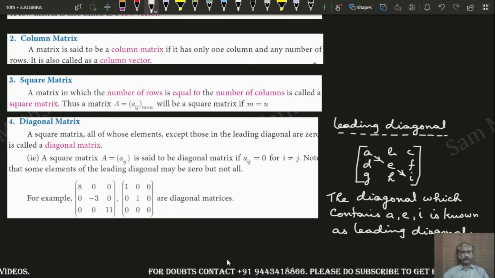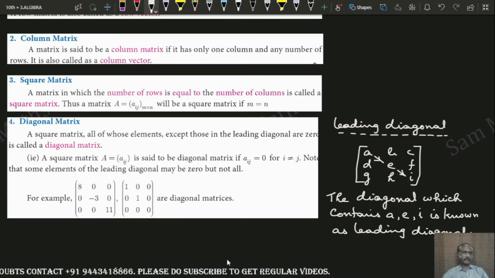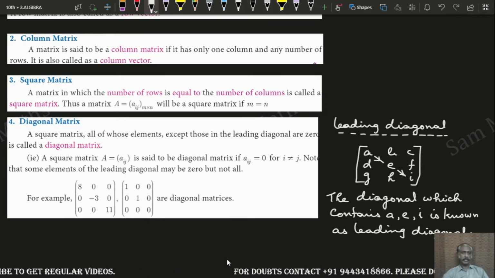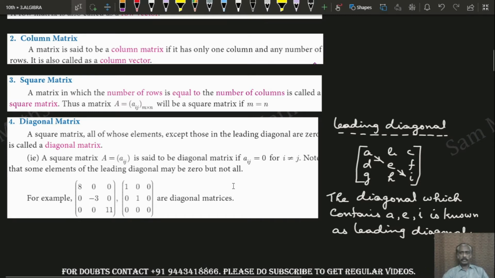So now we can go through the definition of diagonal matrix. Are you clear with what is leading diagonal? It's very important for this definition. A square matrix, all of whose elements except those in the leading diagonal are 0 is called a diagonal matrix. Okay, children? So, except the leading diagonal elements, all the entries must be 0. Then it's known as diagonal matrix.